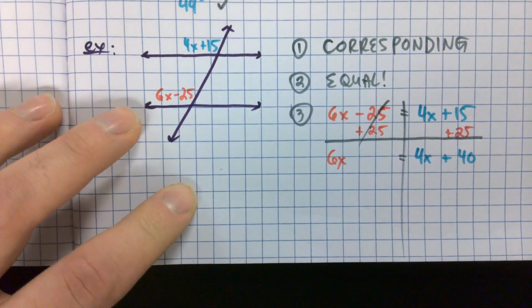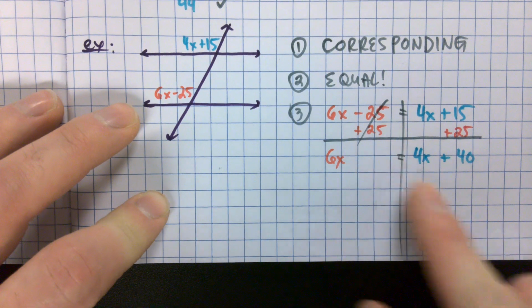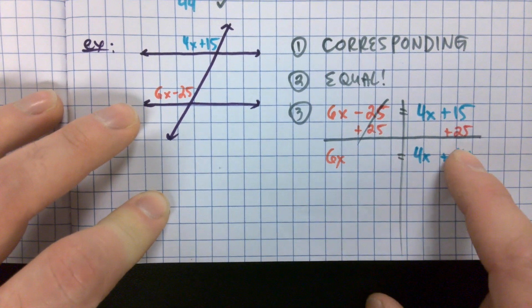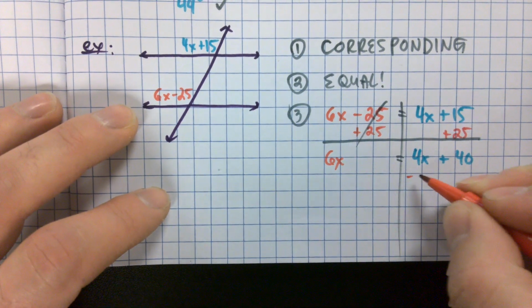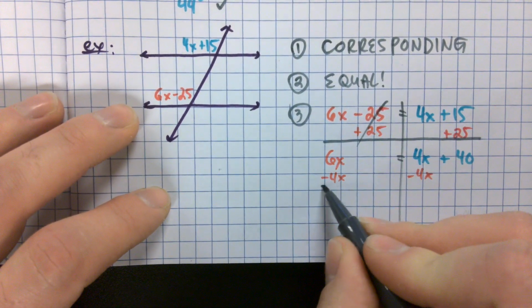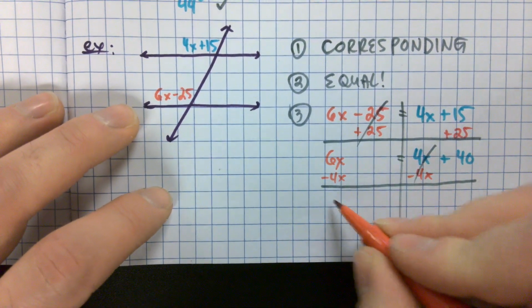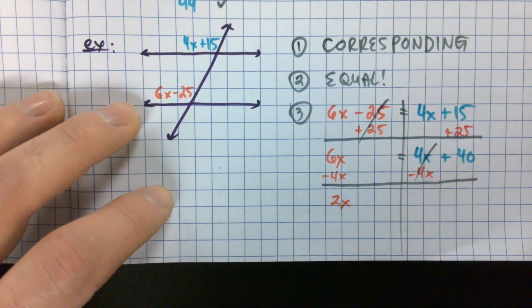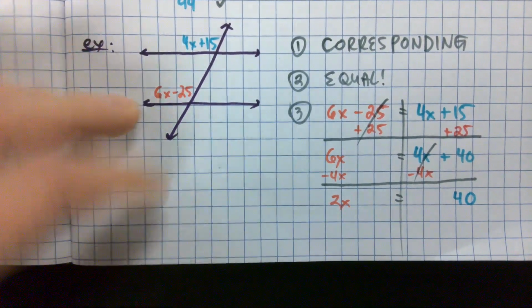Great job. 40. I brought my constant term to the right. What do I now want to bring to the left? The 4x, my variable term. If I have 6 x's and I take 4 of them away, how many do I have now? 2 x's. So we get 2x equals 40.